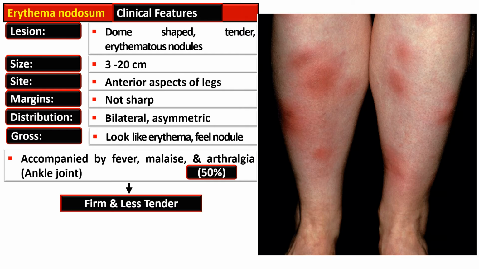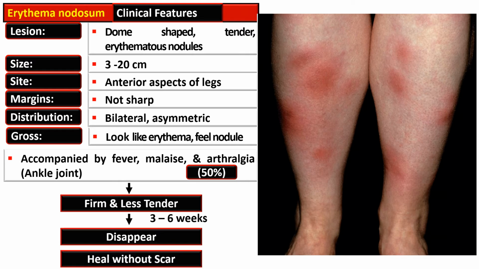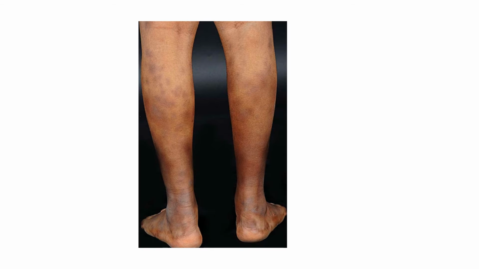As time goes on, they become firm and less tender, and within 3 to 6 weeks, these lesions disappear and heal without scar formation. Lesions are oval, round, or arciform, and they change their color. As they age, they become violaceous, brown, yellow, green. They change color like a resolving hematoma.